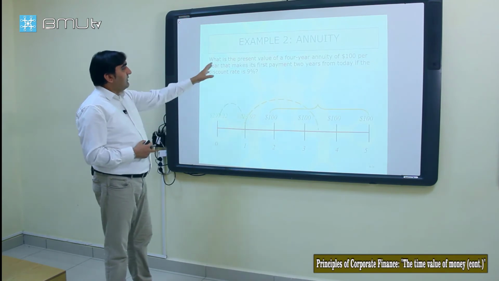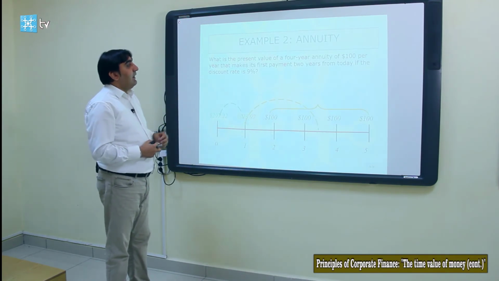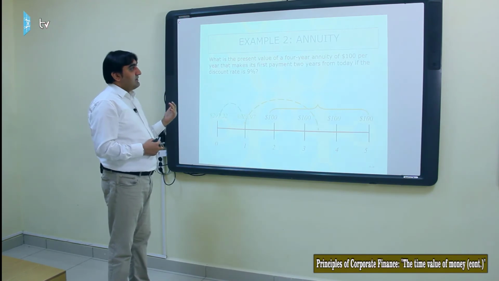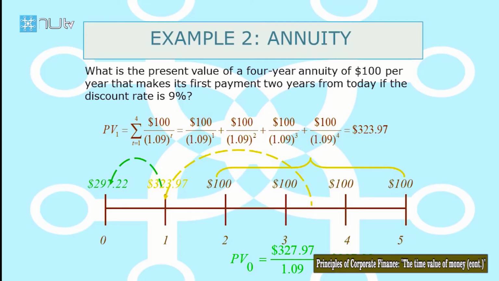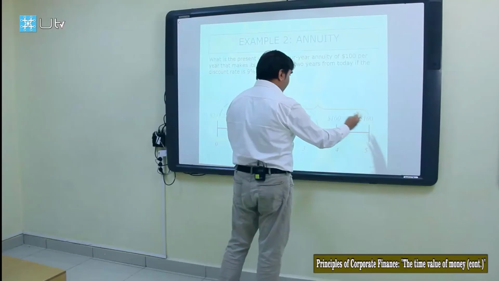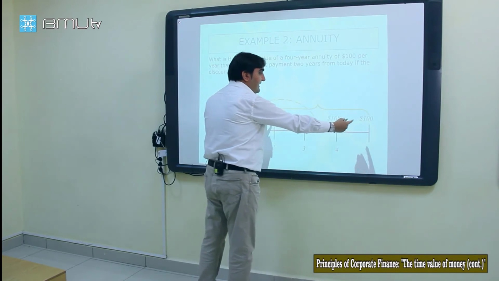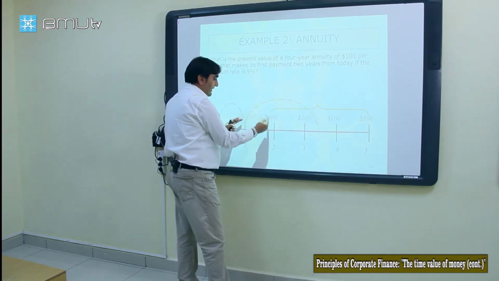There's another example. What's the present value of a 4-year annuity at 100 per year that makes its first payment 2 years from today if the discount rate is 9%? So we have a 4-year annuity, and it starts its first payment 2 years from now. By default, we are at time 0, and it starts in the second year: 100, 100, 100, and 100. What's the present value of this cash stream at time 0? You see, we have 100, there's a pattern, this is an annuity.